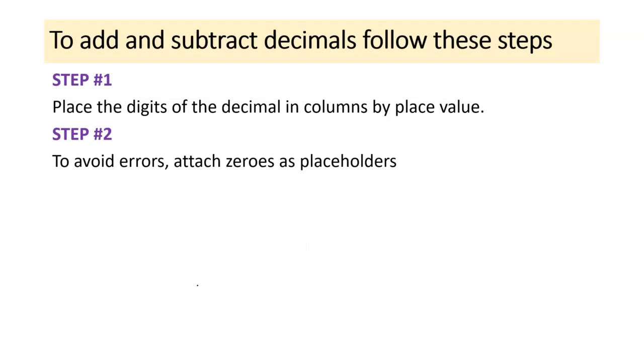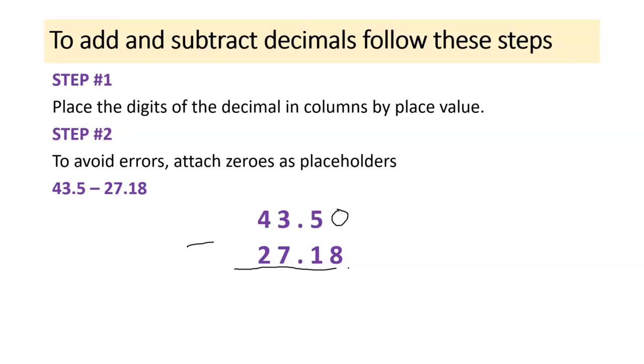Let's try one with subtraction now. Same idea. We will subtract 43.5 minus 27.18. Let's first line up according to the place value. After you line them up, use the 0 wherever you see a space. With subtraction, the only difference is the top number has to be bigger than the bottom number in order to subtract. You want to start from the back again.